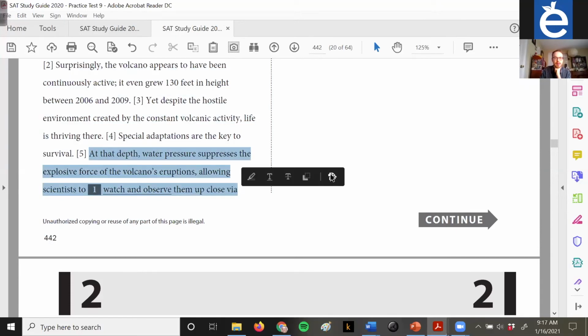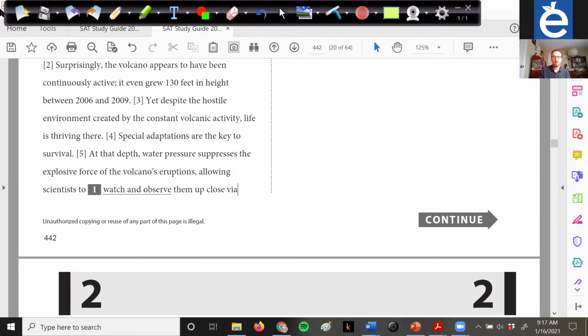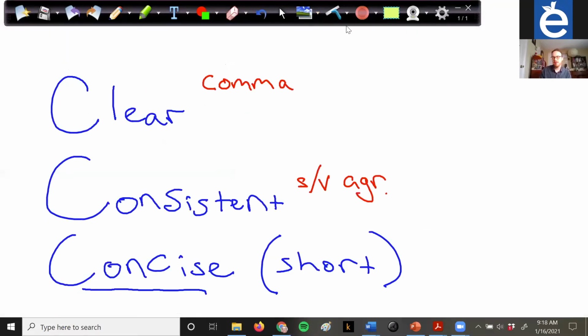Well, we're being asked about flow here. Where does this sentence go in the paragraph? And here's something I want to teach you about flow. And again, I can't teach you all of middle and high school grammar, but I can remind you of some rules that you kind of already know.